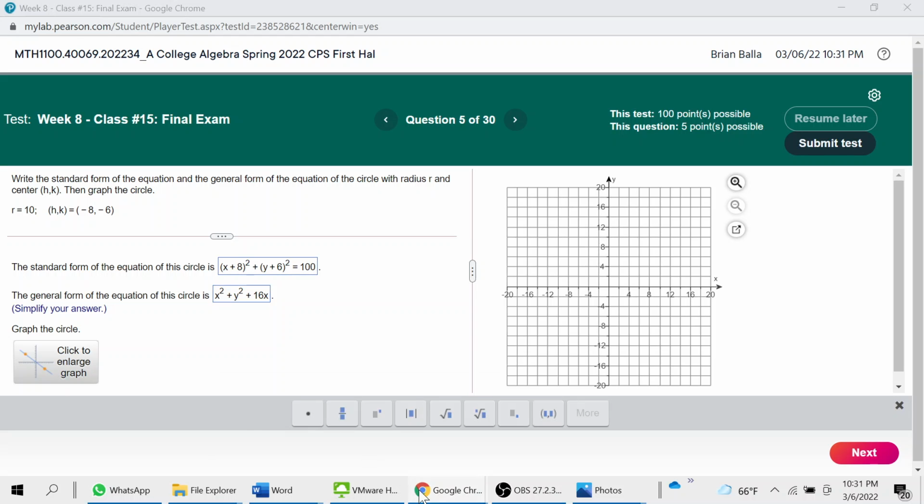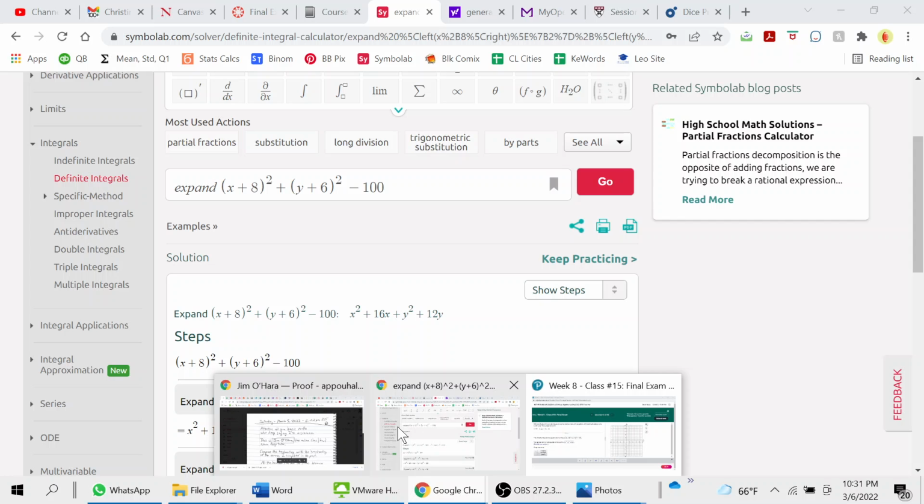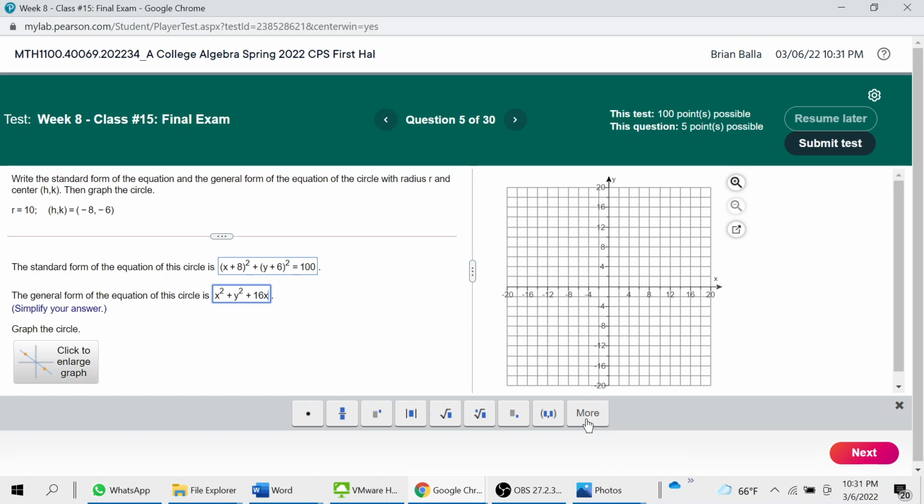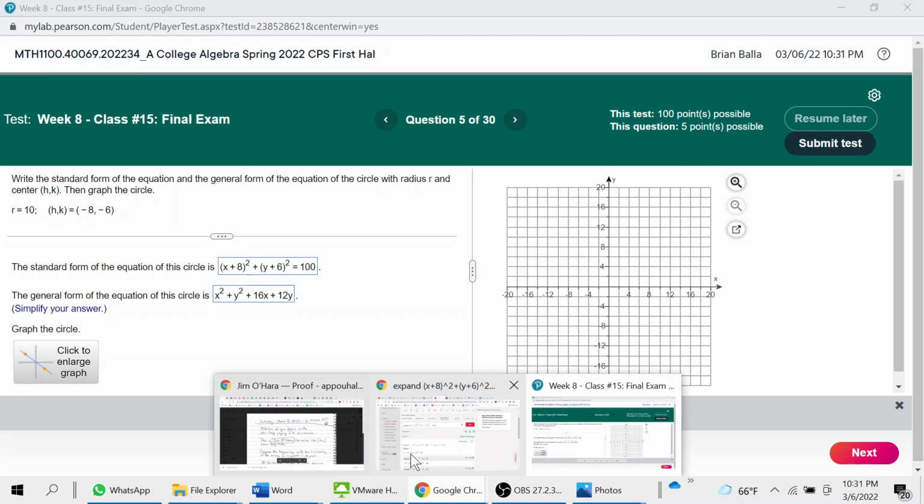Oh jeez. I'm getting a text from one of my students. Okay, I'll answer it after I finish this problem.